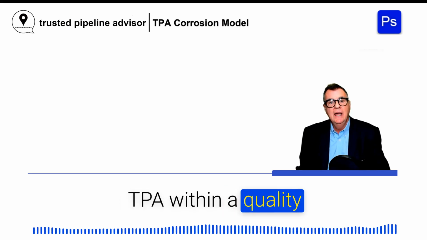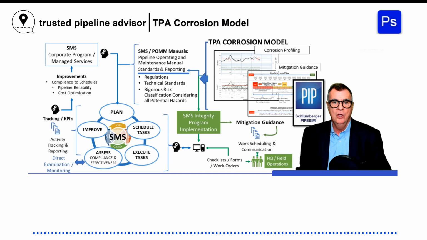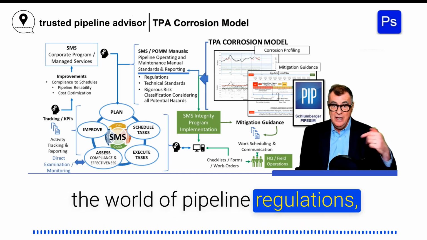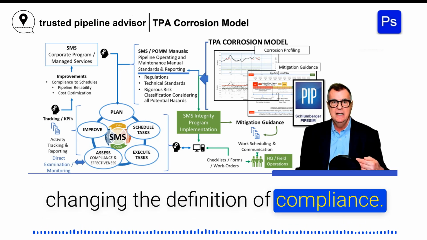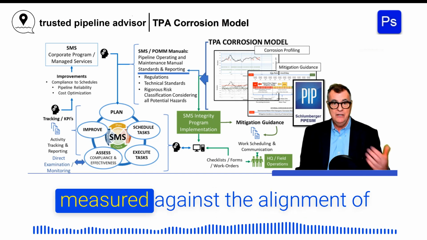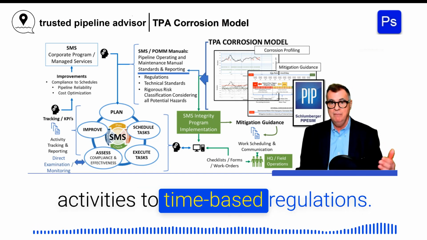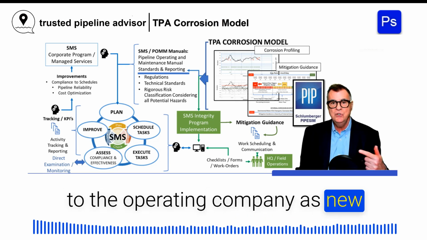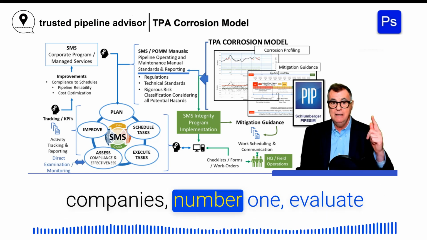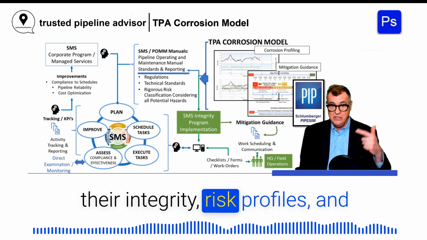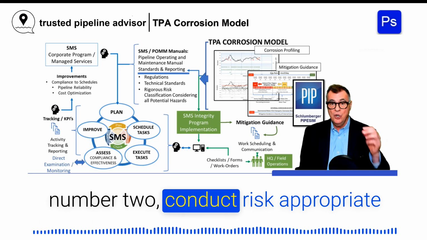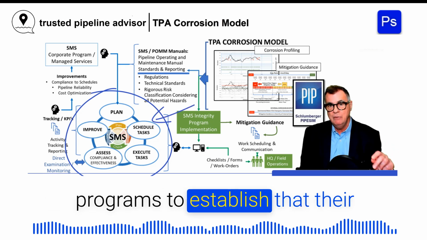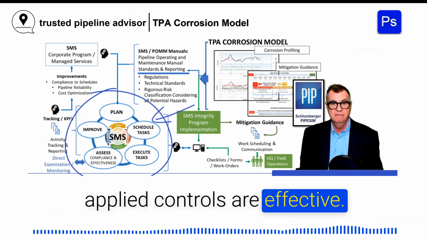TPA with a quality integrity management plan. We are all aware there is a transformational shift occurring in the world of pipeline regulations, changing the definition of compliance. No longer is compliance measured against alignment of activities to time-based regulations. The onus has shifted to the operating company as new rulemaking demands that operating companies, number 1, evaluate their integrity risk profiles, and number 2, conduct risk-appropriate mitigation monitoring and inspection programs to establish that their applied controls are effective.